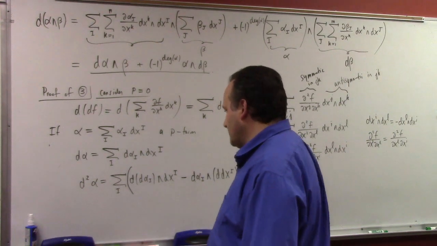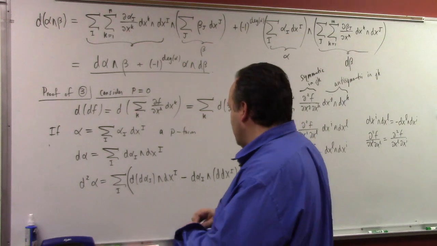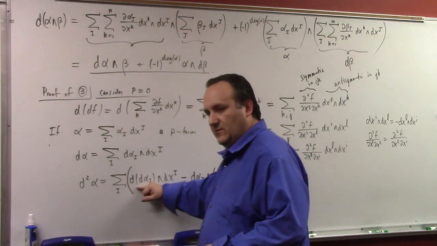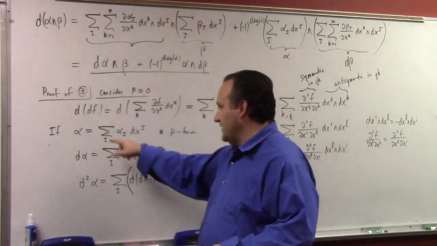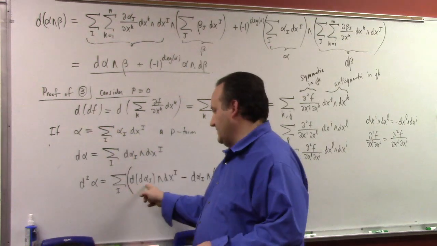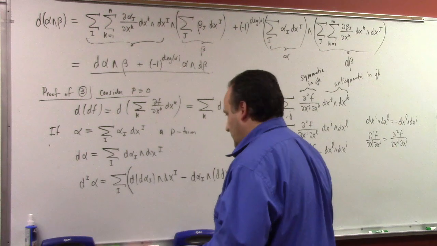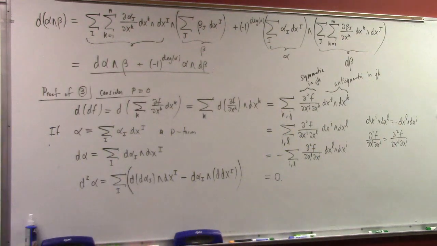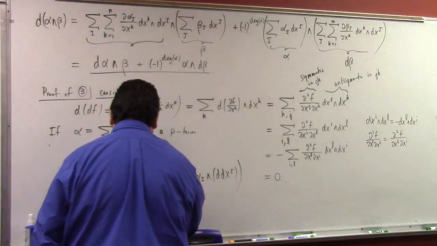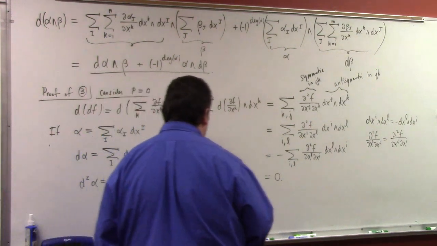All right? We already proved that this is 0 because alpha_I can be equal to f. That's a function. This is the second derivative. This is d squared on a function. We already have shown that that's 0. So if we knew that d squared of a differential is 0, or d squared of a coordinate function is 0, this is 0, right?